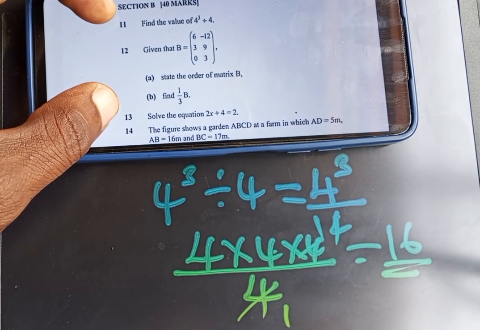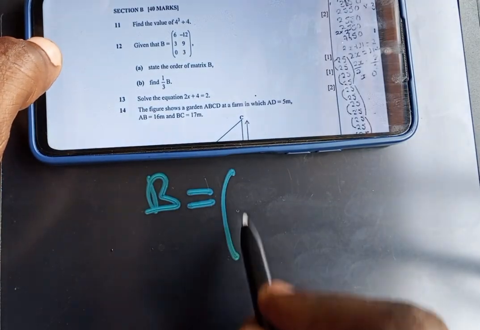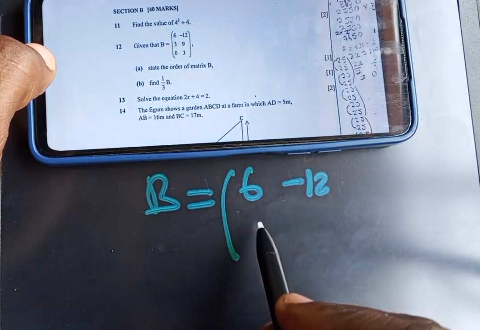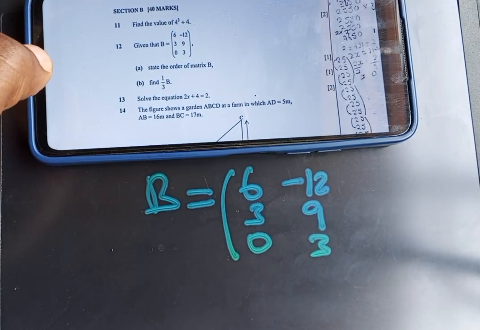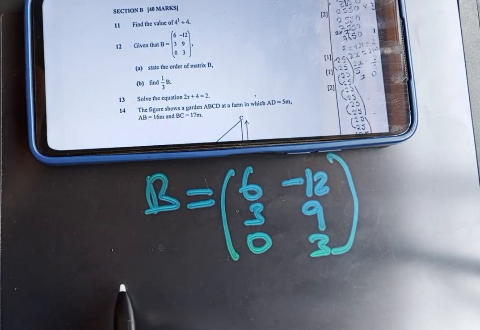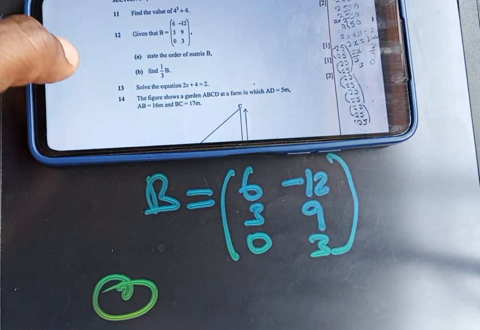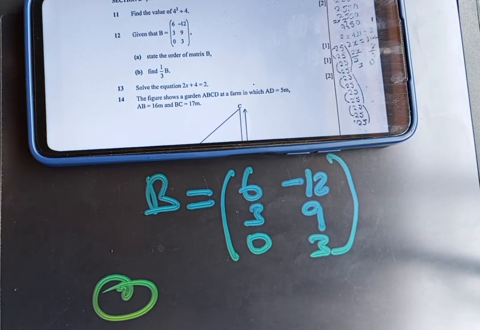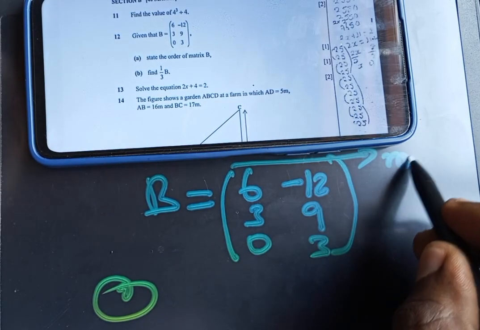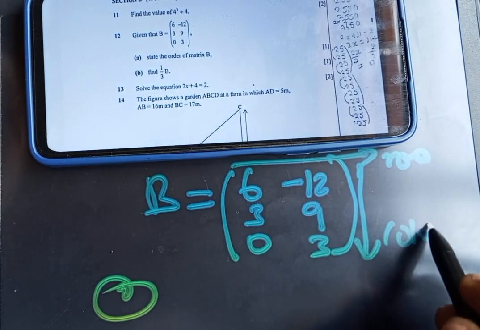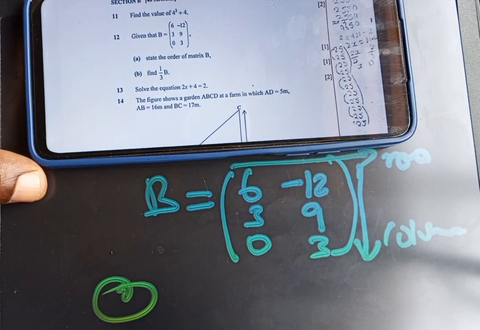We move on. Let's go to question 12. Question 12 says B is equal to the matrix with rows 6, negative 12; 3, 9; 0, 3. The first question says: state the order of the matrix. When I say state the order of a matrix, what do I mean? We count the number of rows and the number of columns. These are what we call rows, and these are what we call columns. So the order means the number of rows and the number of columns that you have in this matrix.